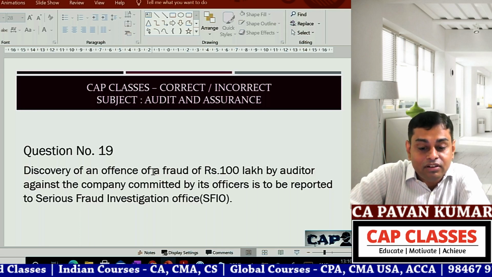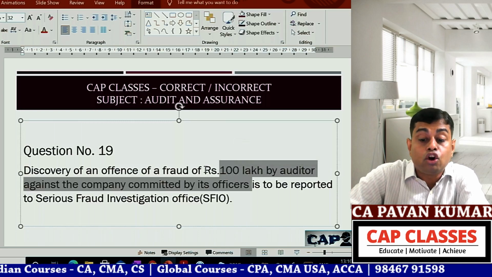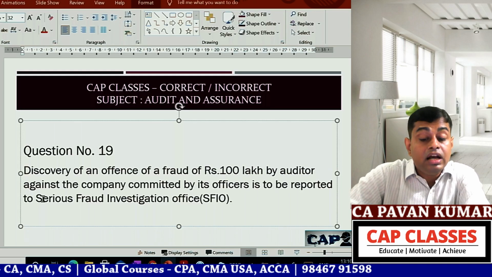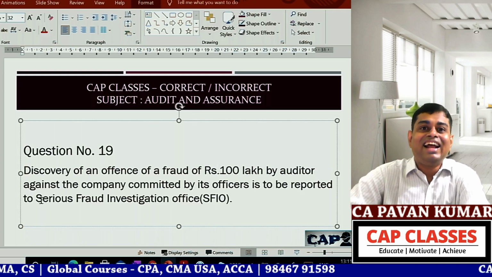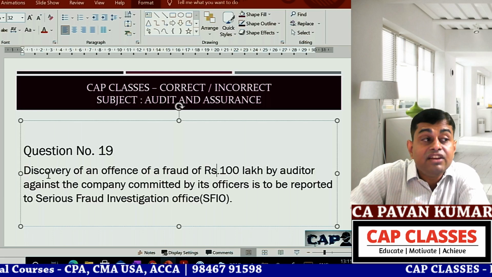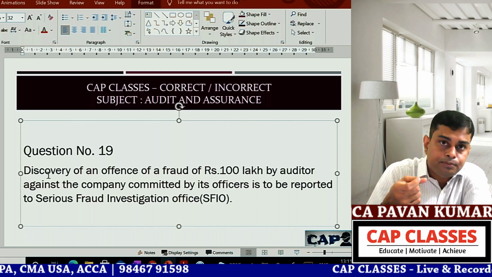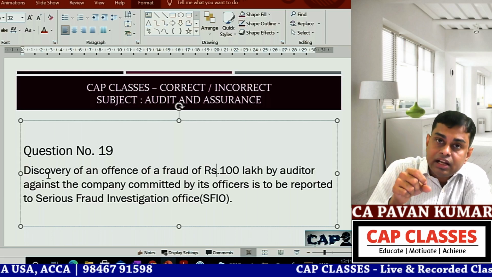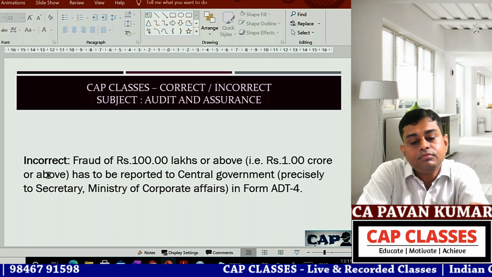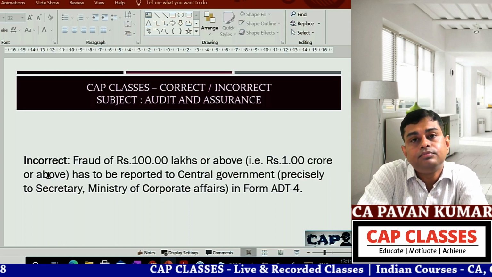Discovery of an offense of fraud of 100 lakhs, underline, 1 crore is the criteria, by the auditor against a company committed by its officers is to be reported to SFIO. Sir, I know SFI is a student federation. Hello, Serious Fraud Investigation Office. This given statement is incorrect because a 100 lakhs fraud, that means 1 crore fraud by the officer on the company, shall be reported by the auditor to the central government. Fraud of 100 lakhs, that means 1 crore or above, has to be reported to the central government.